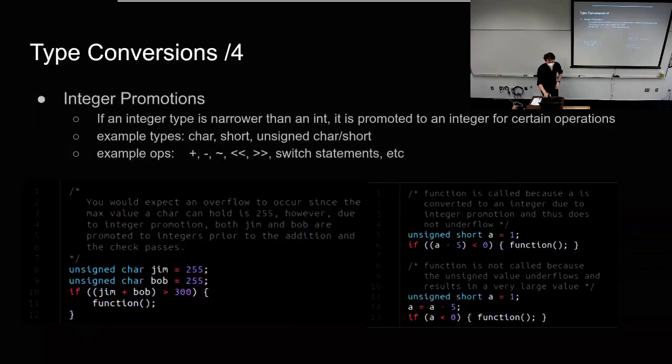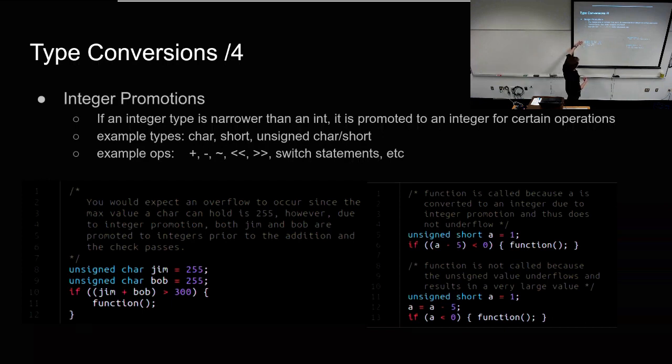Okay, I think this is the final slide on type conversions: integer promotions. If an integer type is narrower than int, it is promoted to an integer for certain operations. Some examples of these types are char, short, and unsigned char. Whenever these are used in any operation, even if you're just comparing 2 characters, both are going to be promoted to integers. Some example operations that do this would be plus, minus, shifts, whatever.